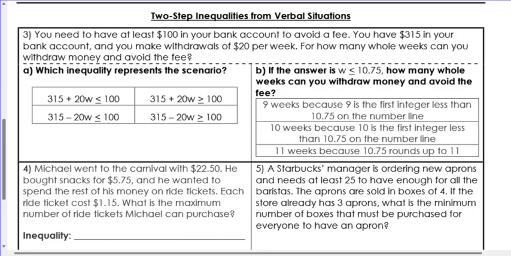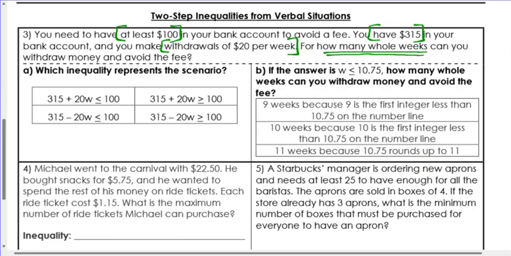So this example says you have to have at least $100 in your bank account to avoid a fee. So if you go below $100, then the bank is going to charge you a fee. You have $315 in your bank account right now, and you make withdrawals of $20 per week. So I just kind of highlighted the key information here. For how many whole weeks can you withdraw money and avoid the fee?